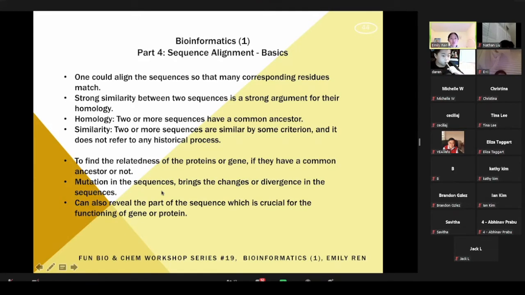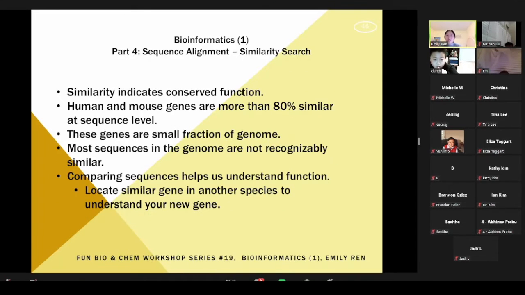So to find the relatedness of the proteins or gene, we can use sequence alignment, and mutations in the sequences bring changes or divergence in the sequence, and they can also reveal the part of the sequence which is crucial for the functioning of a gene or protein. In sequence alignment, there's something called Similarity Search. So Similarity Search searches for similarity, which can indicate conserved function.